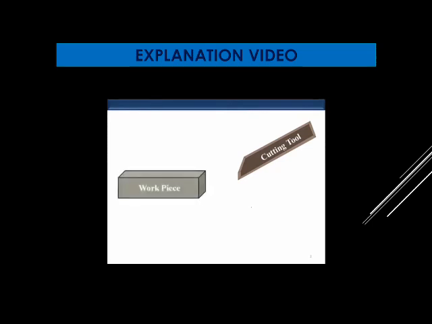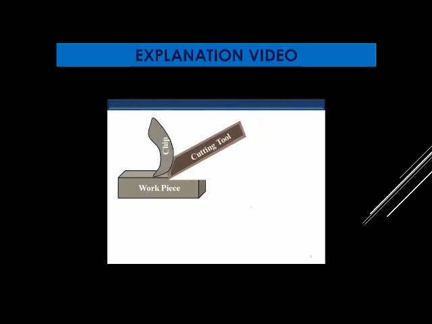Now, as soon as the tool comes in contact with the workpiece and we start applying force with the help of the tool into the workpiece, what happens? The tool starts removing some unwanted metal from the workpiece in the form of chips. Now, what are these chips?